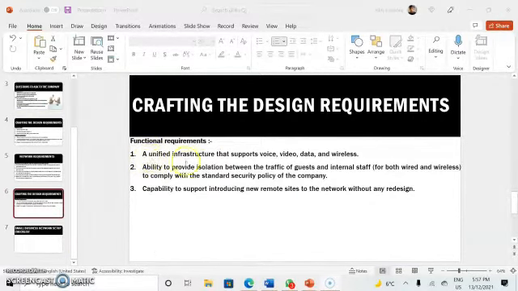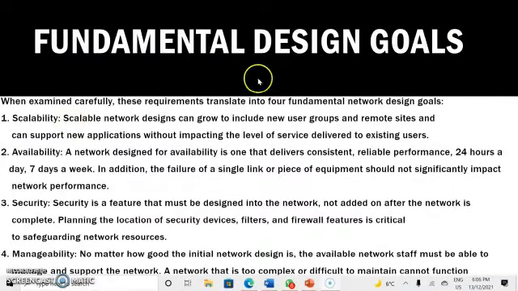So over here we need an infrastructure that supports voice, data and wireless, and the network should have ability to provide isolation between the guest and the internal staff. So we will need a very good security, and we need capability to support new remote sites. So we don't have to redesign the network every time. So now I can set my design goal.